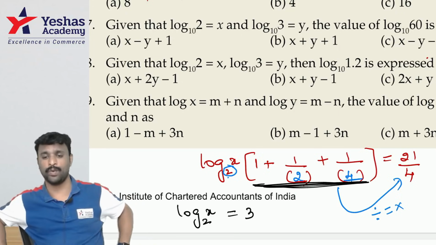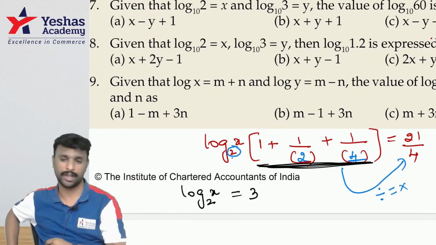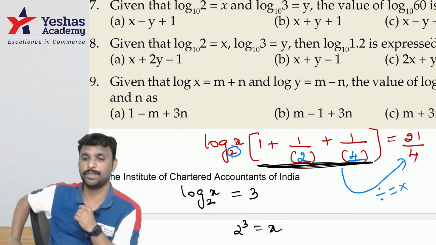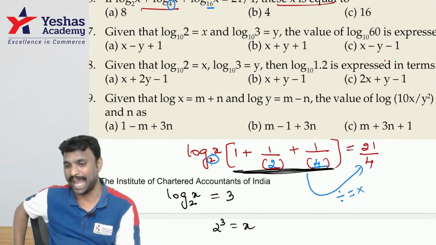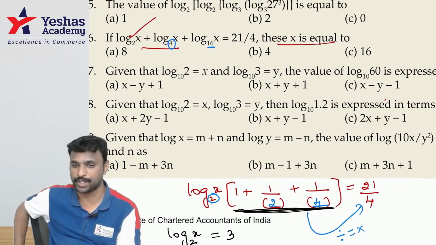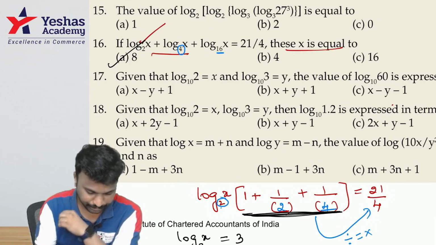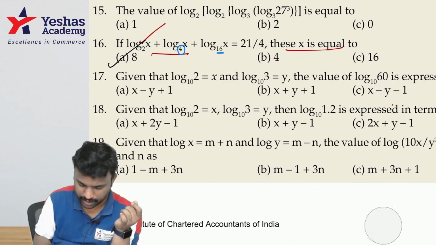Just do the conversion over here. See guys, if you convert this log into exponent, what do you get? 2 cube is equal to x. So what is 2 cube guys? 2 cube is 8. So the answer for this question is option A. Is that clear? Yeah. Moving on to the next question.